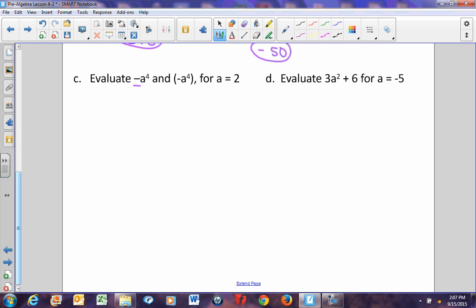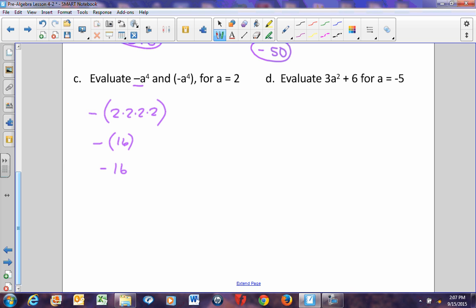Okay, right here, this first one, I have the opposite of a to the fourth. A is 2. It's saying the opposite of whatever a to the fourth is. A is 2, so 2 to the fourth is 2 times 2 times 2 times 2, so that's 16. So I have the opposite of 16, which is negative 16.